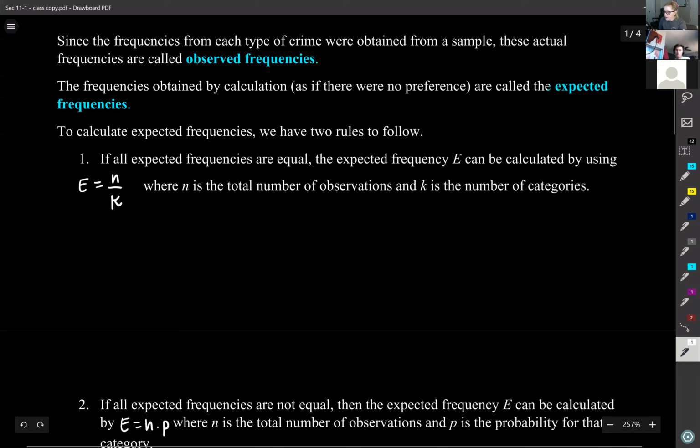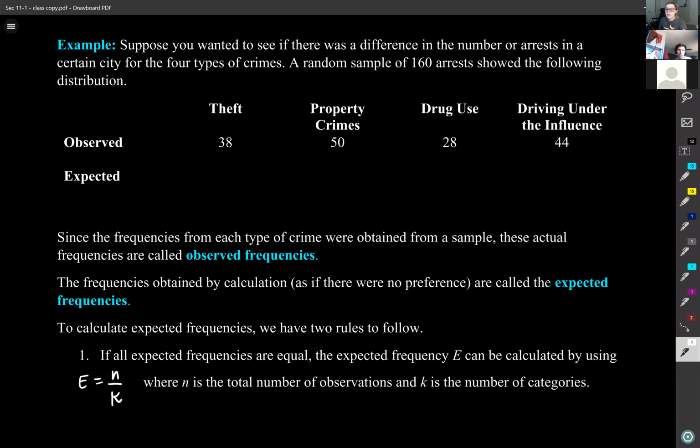So if we wanted to calculate the expected frequencies, and let's say we were given additional information like, the chance of a theft occurring is 30%. To calculate the expected frequency for theft, we would take the total number of arrests and take 30% of that, and that would be your expected frequency. So if you know the probability of something happening and the sample size, you just multiply the probability by the sample size, and that gives you your expected frequency. That should ring a bell with expected value, because that was something that we did, but if it doesn't, that's okay.